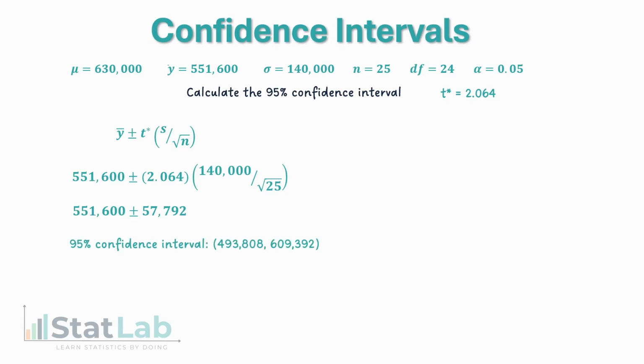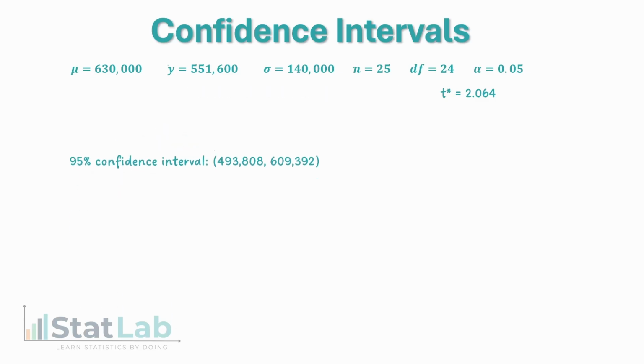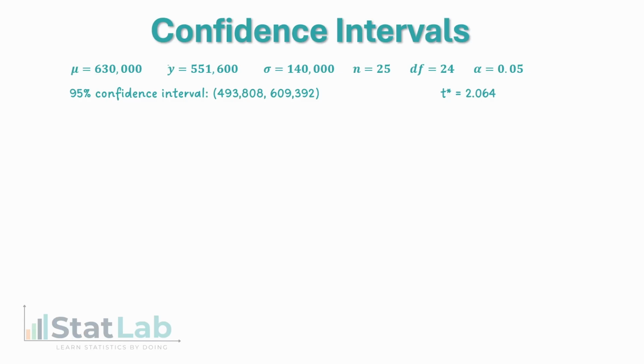So if we do the minus and plus to get our interval, we're going to find this. We're going to have an interval from $493,808 to $609,392.